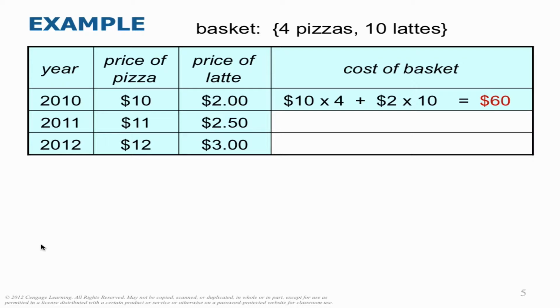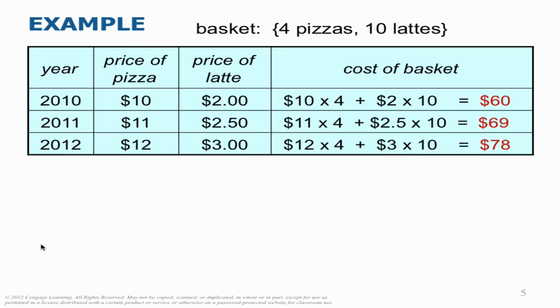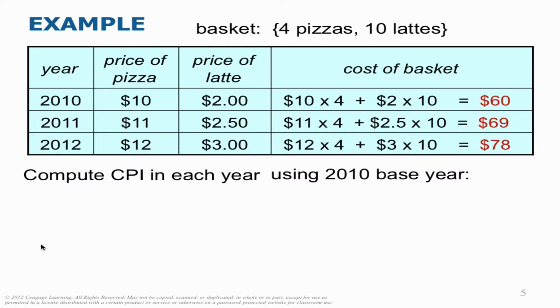All right, so the cost of our market basket in 2011 is and the cost of our market basket in 2012 is 70 what? 78. All right. So now calculate CPI in each year using 2010 as your base year. You do. I watch. This is where you pick up your pencils and do work.